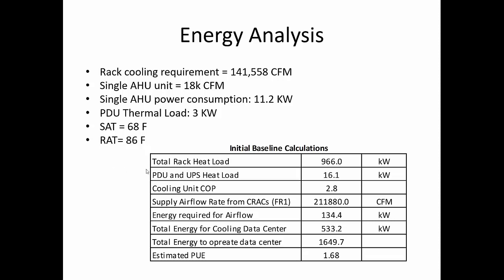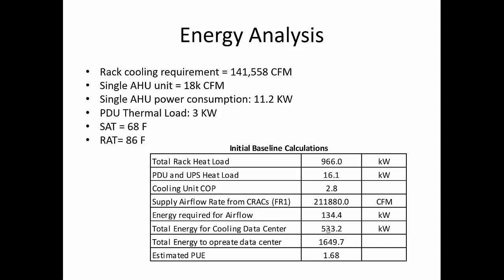But this is a very simple calculation to do. So 966 is the total load. PDU and UPS loads are 16.1. This is a user input of 2.8. Total airflow, 211,880. This came from the CFD output report. Total energy required for airflow is just the total airflow times the load per air handler, for 134. So all I did is sum these because I'm operating at full capacity at the moment. I'm operating with these things on full tilt for the most part. So that means the total energy for cooling is 533.